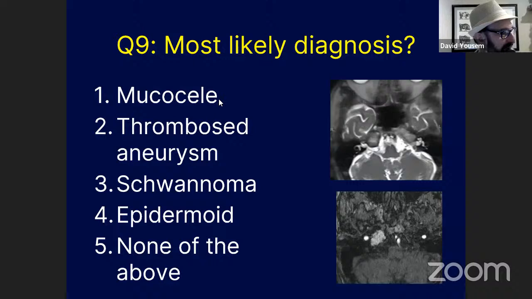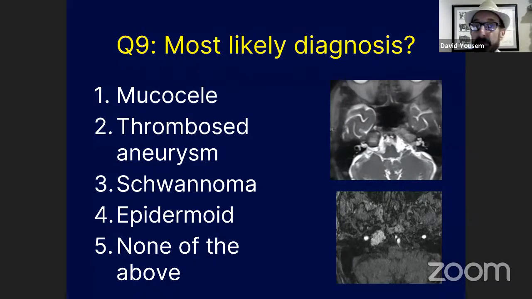Is this most likely a mucocele? Is it a thrombosed aneurysm? Is it a schwannoma? Is it an epidermoid, or is it none of the above? So this lesion that we're seeing here, is this most likely a mucocele, a thrombosed aneurysm, a schwannoma, an epidermoid, or none of the above?